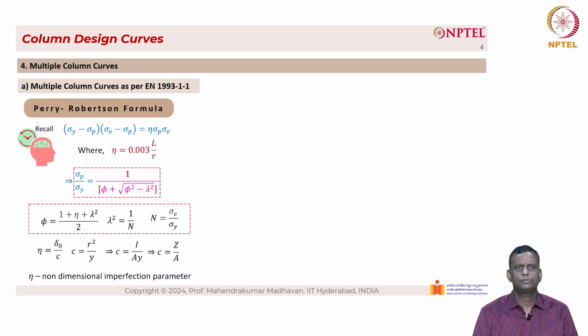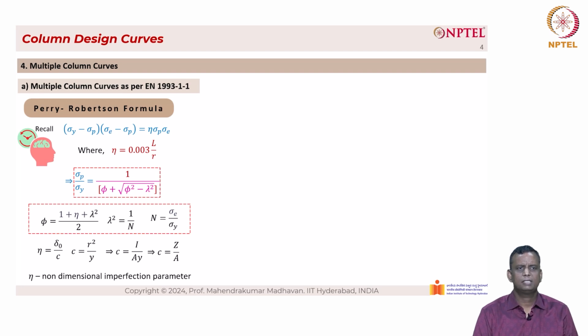The 0.003 represents the Robertson constant, and we have sigma p by sigma y equal to 1 by p plus root of phi square minus lambda square, which we derived in the previous sessions. Phi equal to 1 plus eta plus lambda square by 2, lambda square equal to 1 by n equal to sigma e divided by sigma y. Eta, which is a non-dimensional imperfection parameter, is given as delta naught by c.